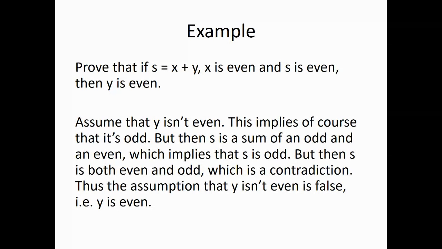However, this contradicts what we were told. We were told that S is even. So the assumption that Y isn't even leads to a contradiction. It leads to a statement that we know is false. Then what do we have to say about the assumption, given that it leads us to a contradiction? We have to say that the assumption is false. But again, the assumption was that Y isn't even. So now we have said that it's false that Y isn't even. That means that it is, okay? So there it is, indirect proof.